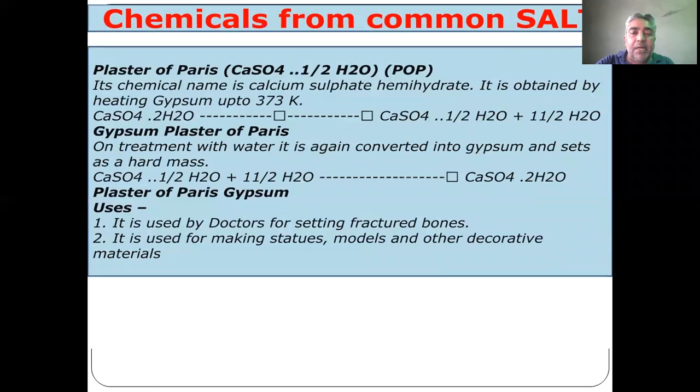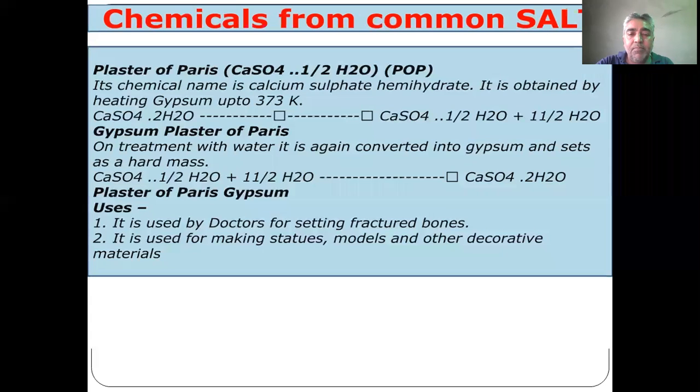Then another chemical from common salt is plaster of Paris, calcium sulfate hemihydrate. Its chemical name is calcium sulfate hemihydrate. It is obtained by heating gypsum up to 373 Kelvin. Calcium sulfate dihydrate forms the calcium sulfate hemihydrate plus water, which is plaster of Paris.